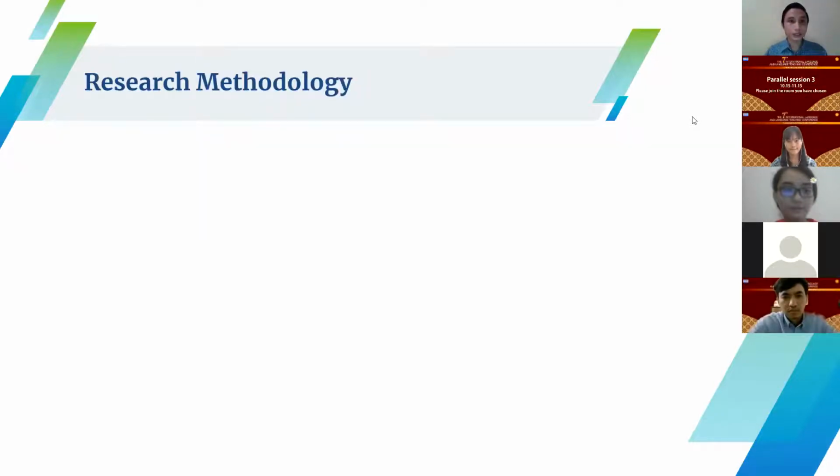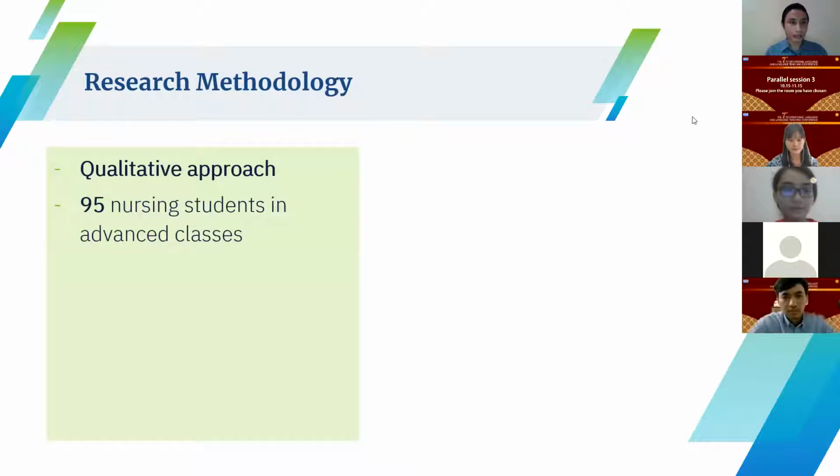And the research methodology that I have employed is a qualitative approach. And I involved 95 nursing students in advanced classes. So in my faculty, we divided the classes into two. The first one is the regular one. The second one is the advanced one, depending on the results of the English score when they took the entrance test.